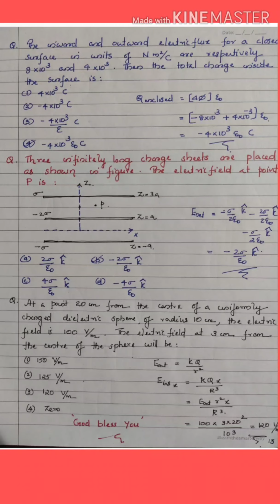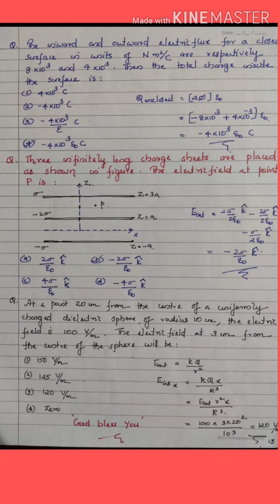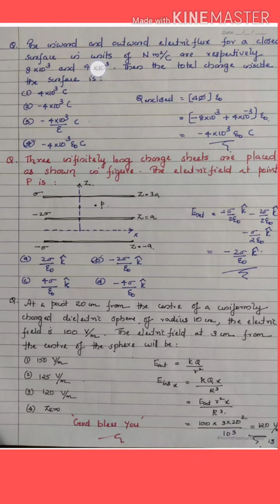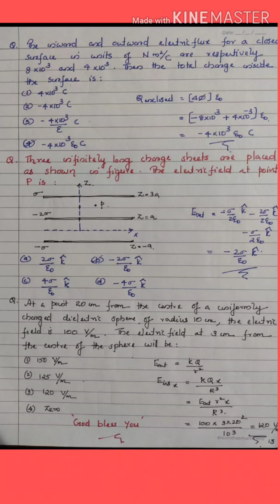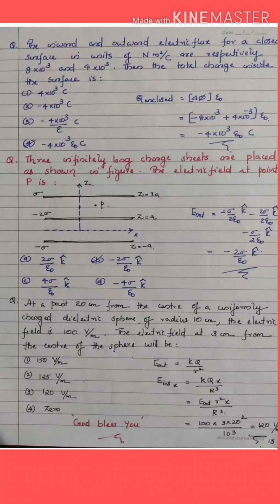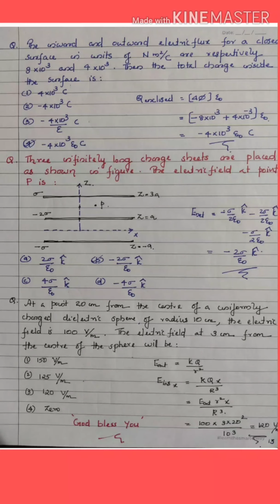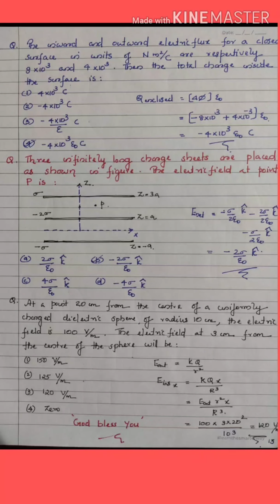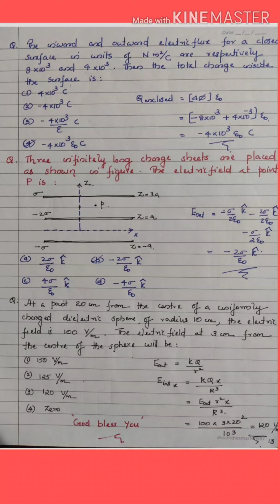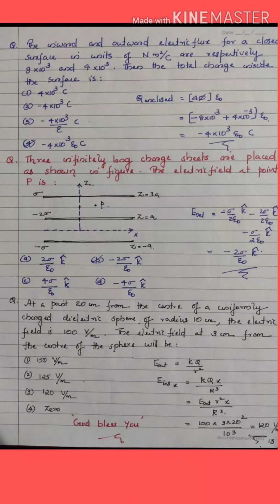So we can wait with some good problems. The inward and outward electric flux for a closed surface in units are respectively 8 into 10 raised to 3 and 4 into 10 raised to 3. Then the total charge inside the surface is, already we know that entering flux is negative and the leaving flux is positive. By using Gauss's theorem, you can find the relation for Q as the total flux into epsilon 0. You get the answer. A good question is waiting.